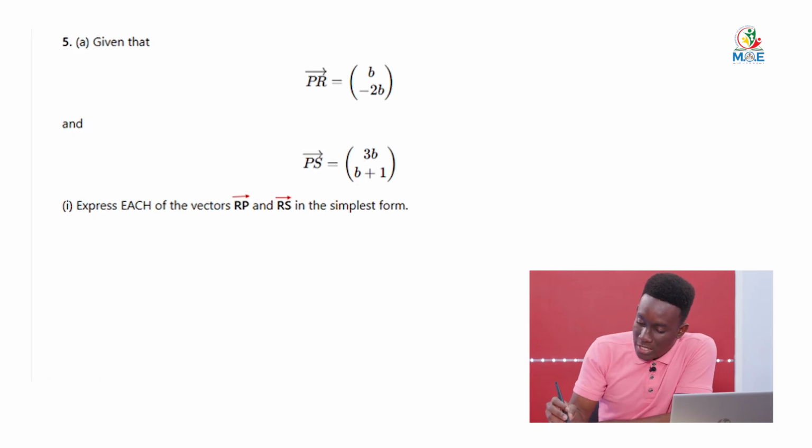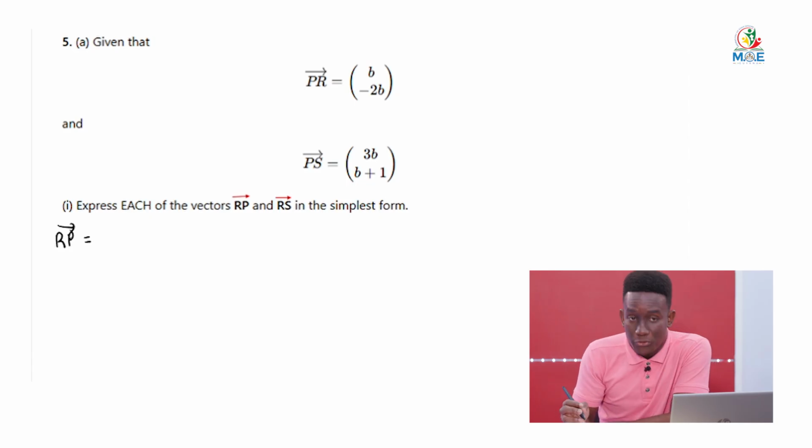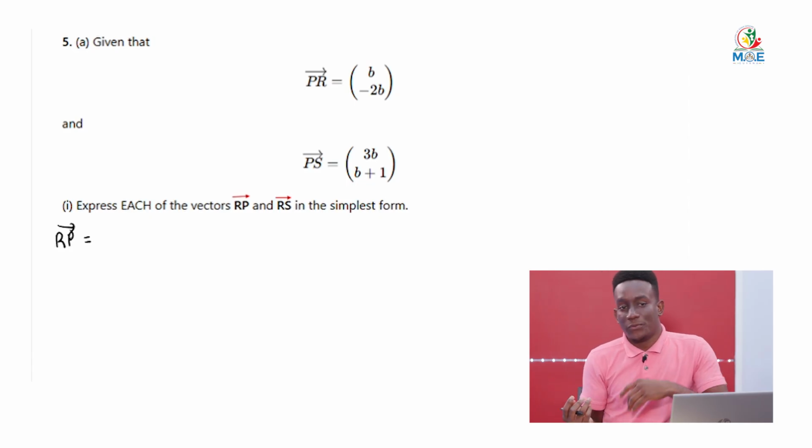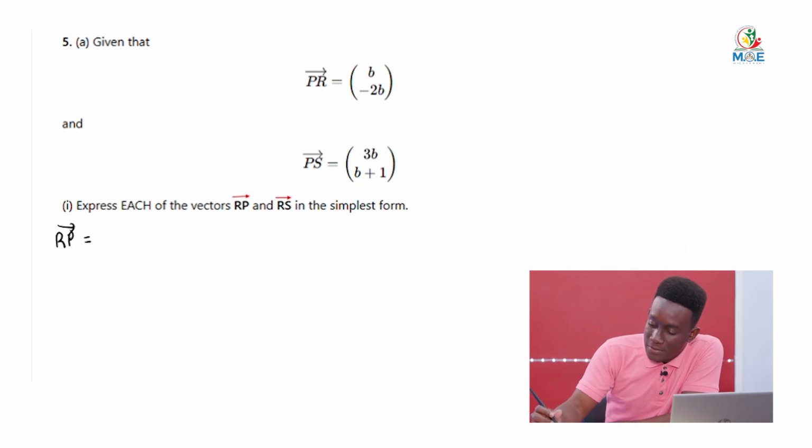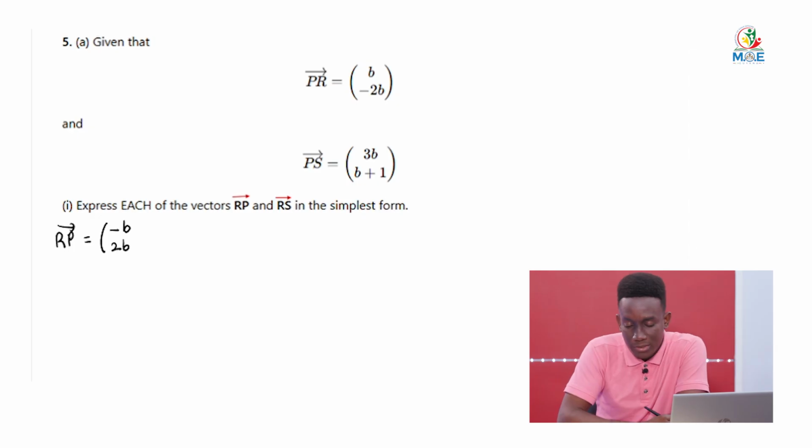So we want RP and we have PR. PR means you're moving from P to R, so RP means you'll be going in reverse. So the vector RP would just be PR in reverse. And how do we reverse a vector? How do we go in the opposite direction? By just flipping the signs. Since this is positive b, RP would be a negative b. And since this is a negative 2b, in reverse that will be a positive 2b. That is as easy as that.